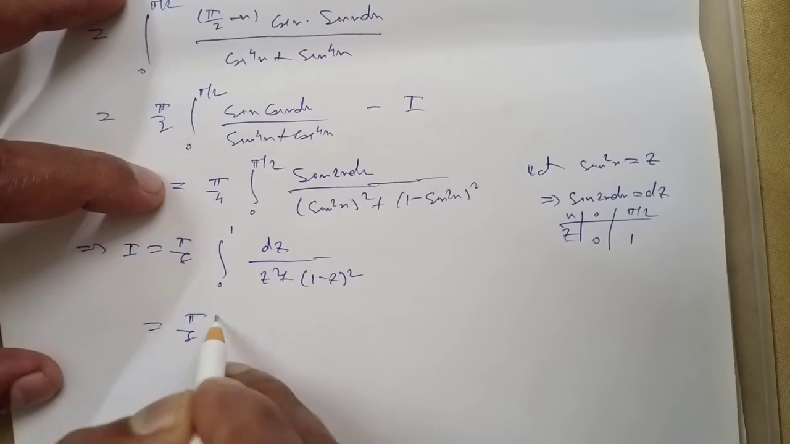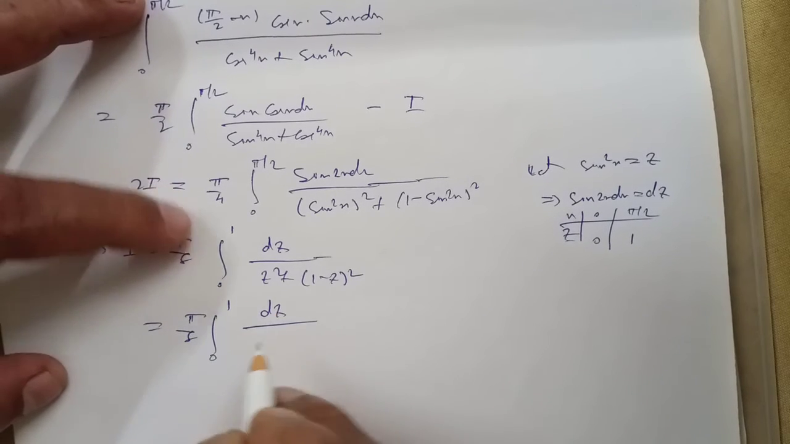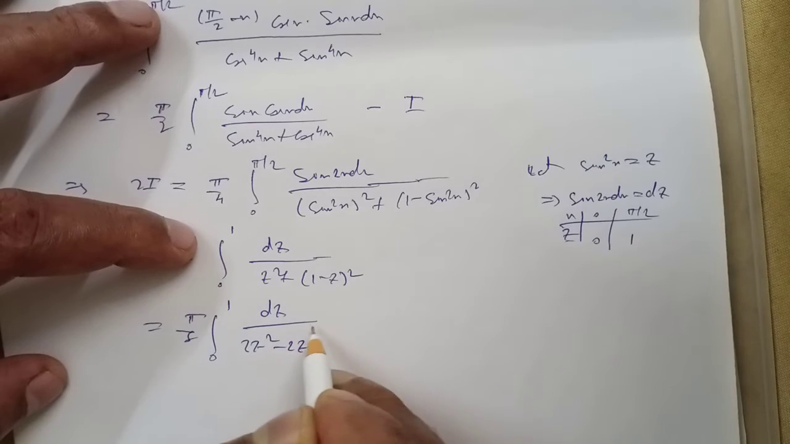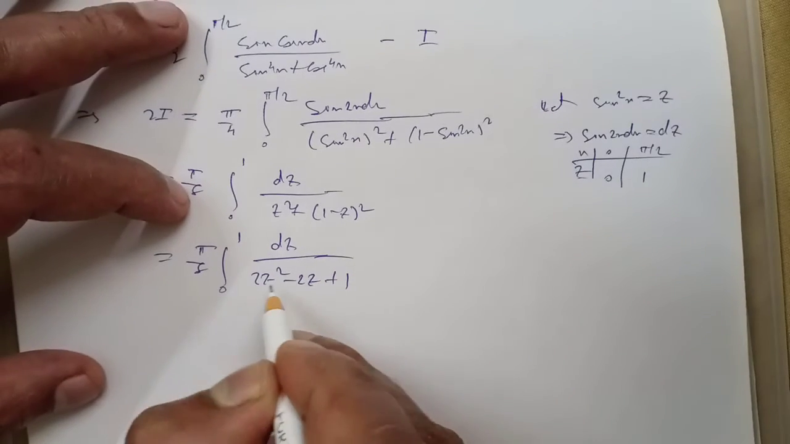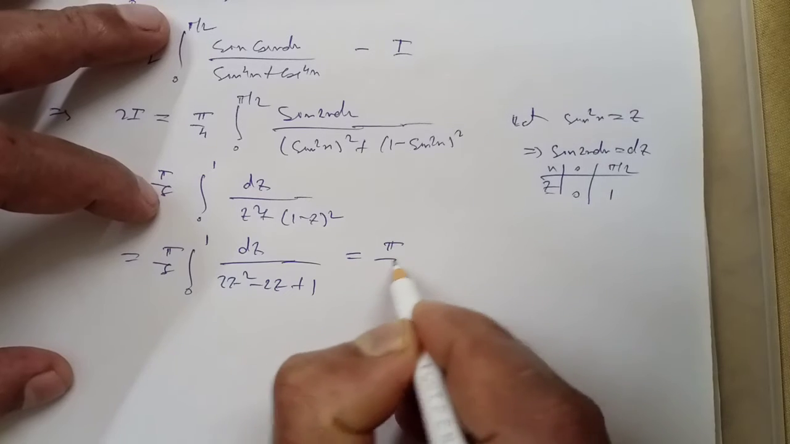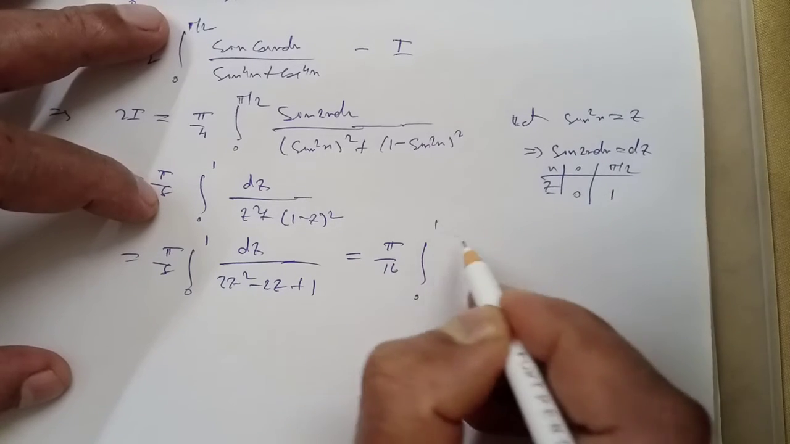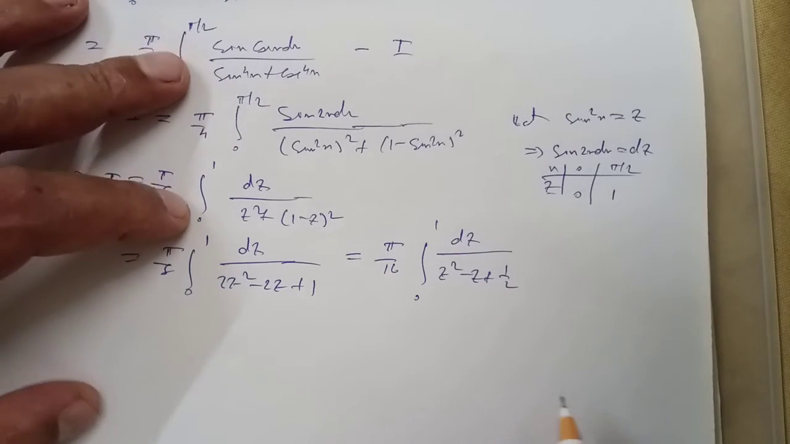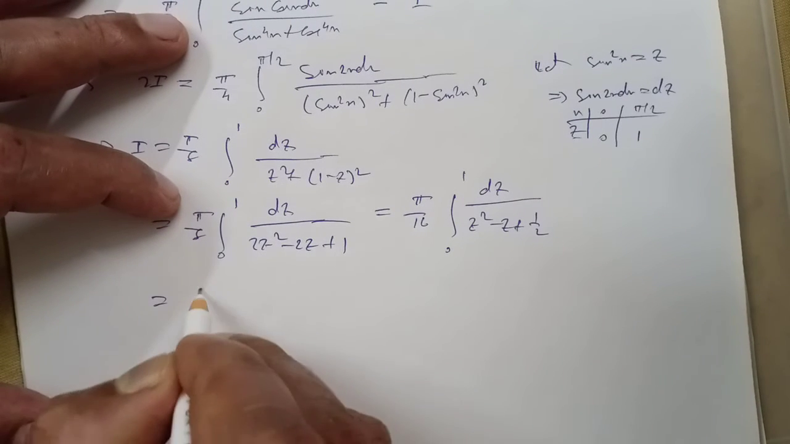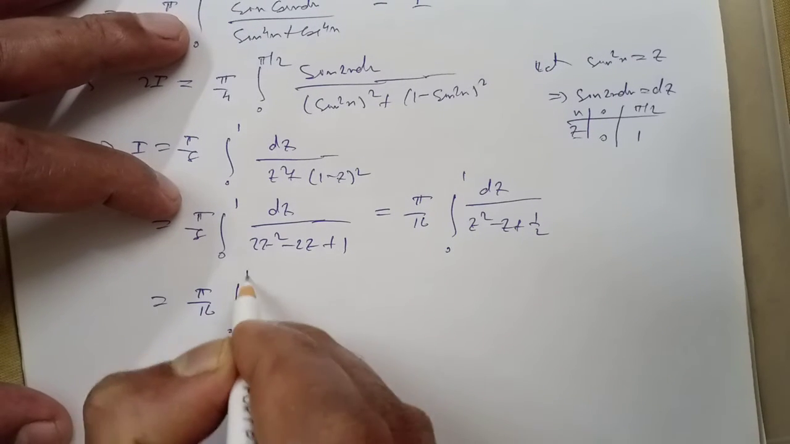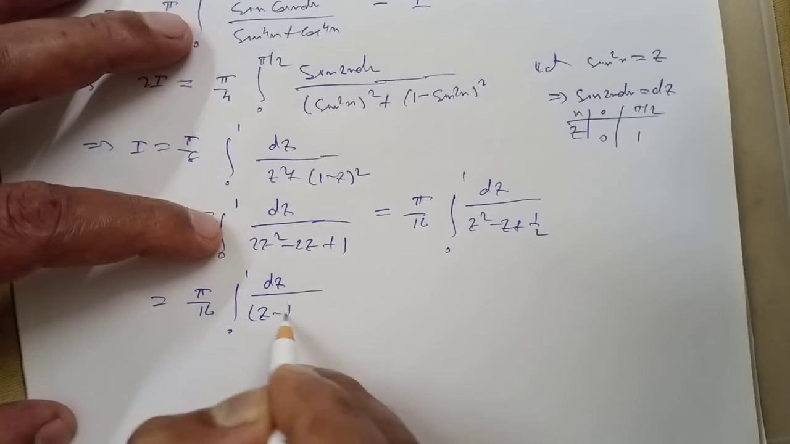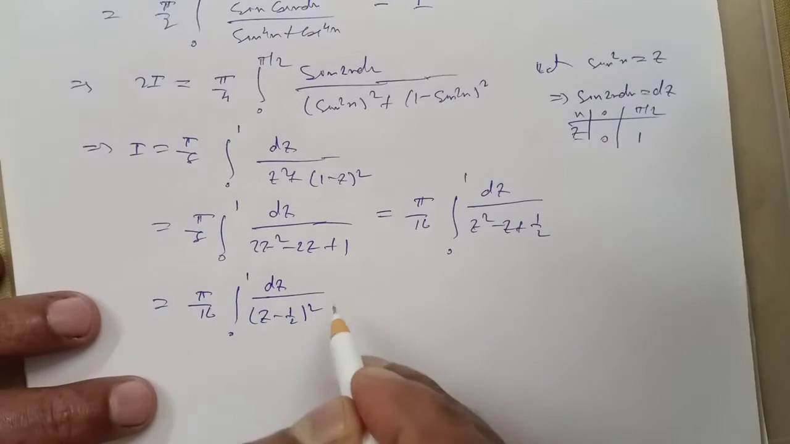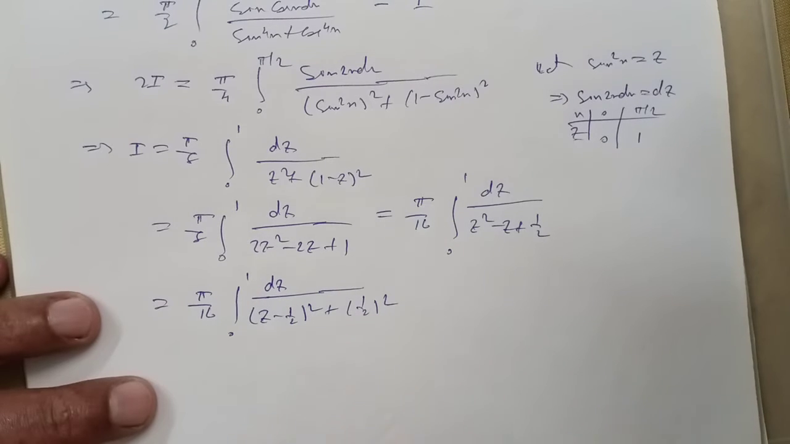Next step, pi by 8, 0 to 1 dz by 2z square minus 2z plus 1. Then we have to take this 2 common outside. So pi by 16, 0 to 1 dz by z square minus z plus half. This can be written as pi by 16, 0 to 1 dz by z minus half whole square plus half whole square, because half is 1 by 4; 1 by 4 is taken into the square and another 1 by 4 remains here.